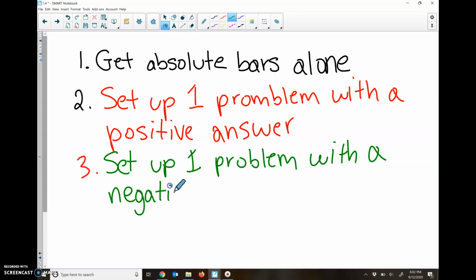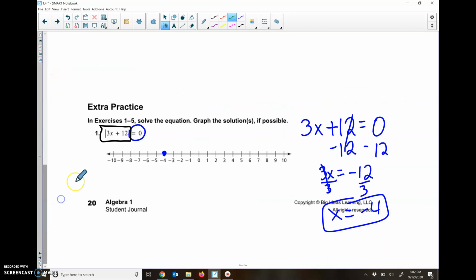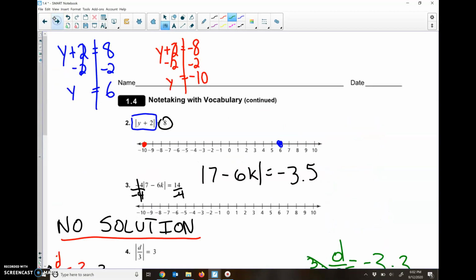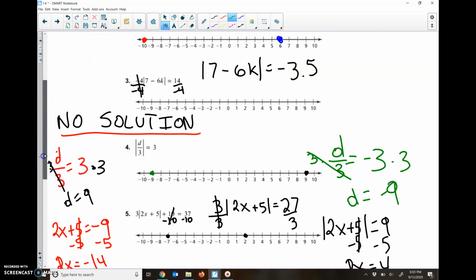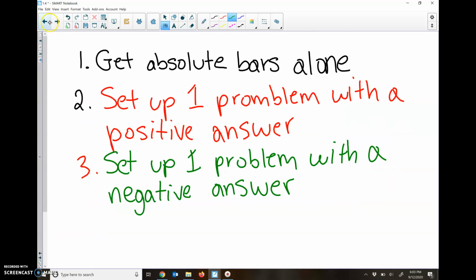Let's go back and look at an example of how we did this in the problem. Okay, we couldn't do this on number 1. We had 0. There is no such thing as negative 0, so that's not possible. Here, we did it here. Equals 8, so we made it equal a negative 8. Here, it was already negative, and we can't do that, so that's a no solution. Here, it was equals 3, so we made it equal negative 3. Here, it equaled 9, so we made it equal a negative 9.